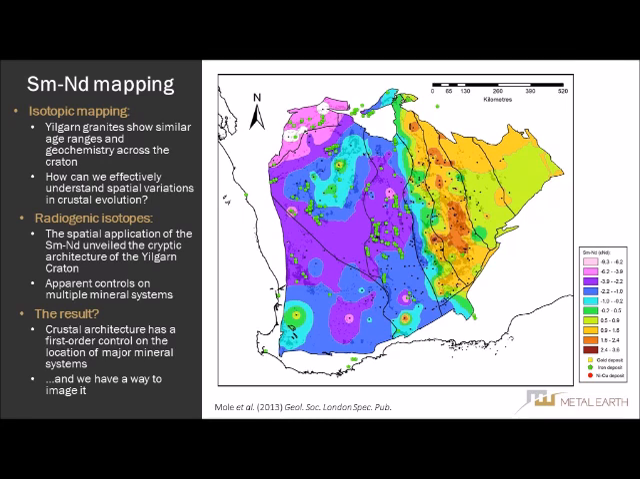So if we say, okay, we've imaged this architecture, great, where do the ore deposits fall in this architecture? If we look at gold first, gold is in the yellow squares here. Gold is typically focused in juvenile regions, so in the Murchison here and over in the Eastern Goldfields, particularly in the Kalgoorlie area here, and then up towards Leonora.